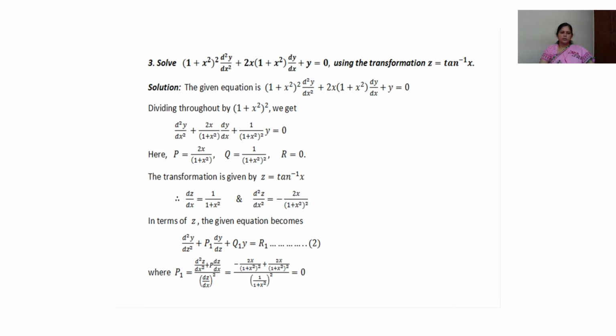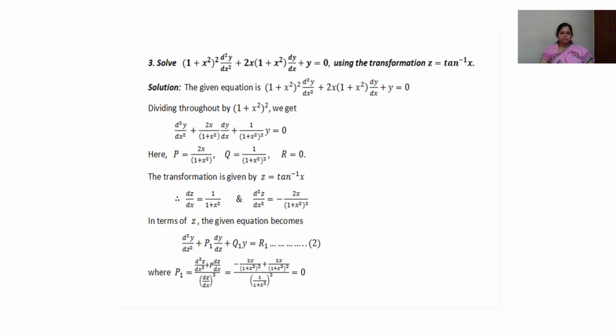So first we have to make the given equation into the standard form. That's why we are dividing the equation by (1 + x²)². After dividing we get d²y/dx² + 2x/(1 + x²) dy/dx + 1/(1 + x²)² y = 0. From this, p = 2x/(1 + x²), q = 1/(1 + x²)², and r = 0.